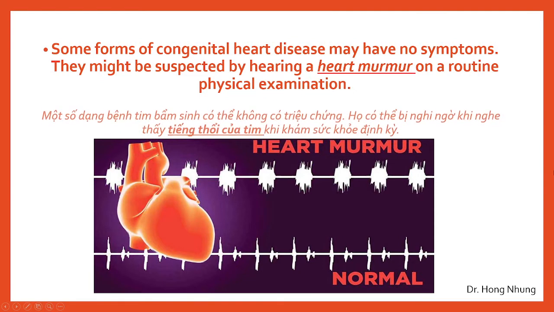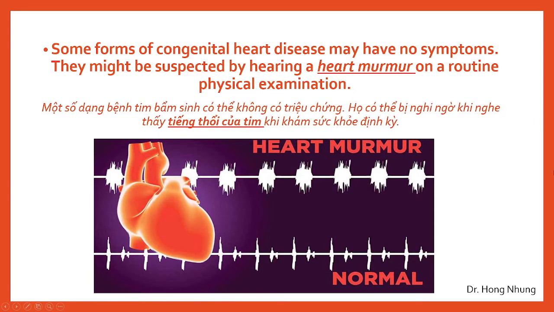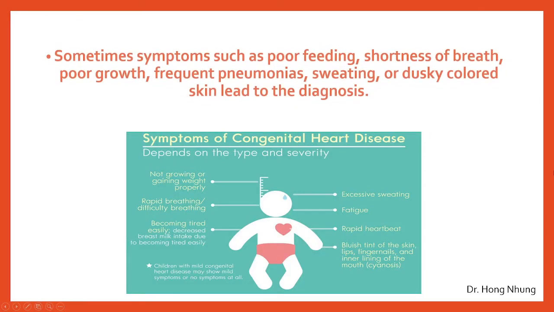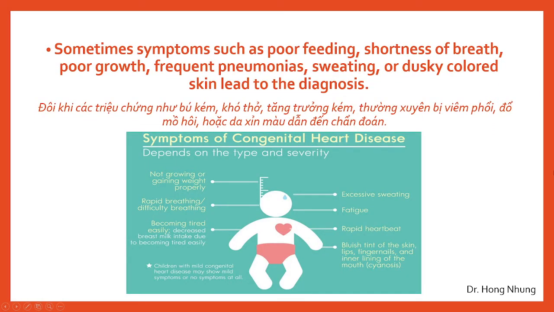Some forms of congenital heart disease may have no symptoms. They might be suspected by hearing a heart murmur on a routine physical examination. Sometimes symptoms such as poor feeding, shortness of breath, poor growth, frequent pneumonias, sweating, or dusky colored skin lead to the diagnosis.